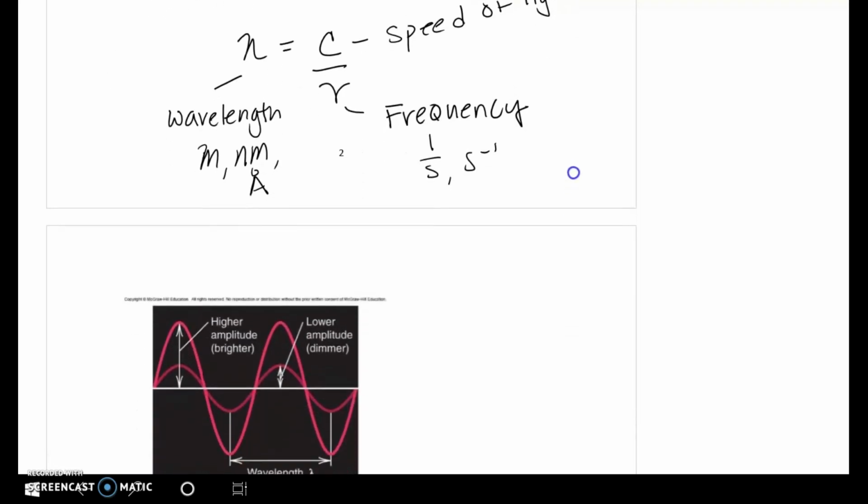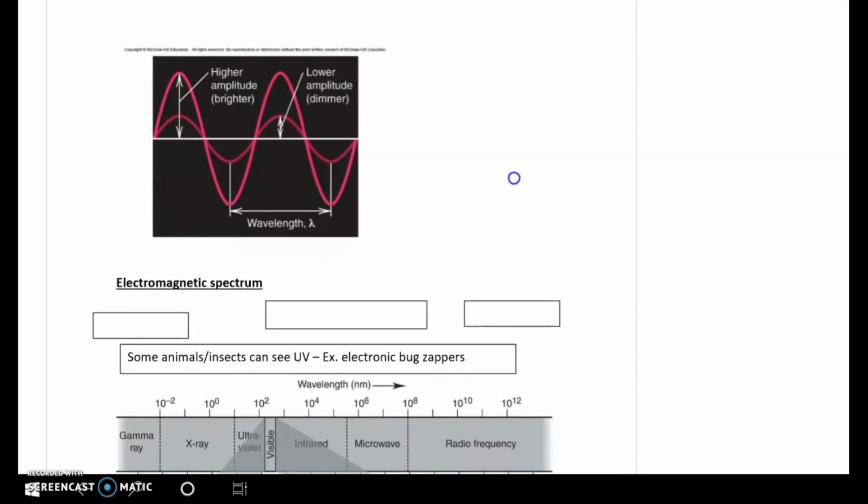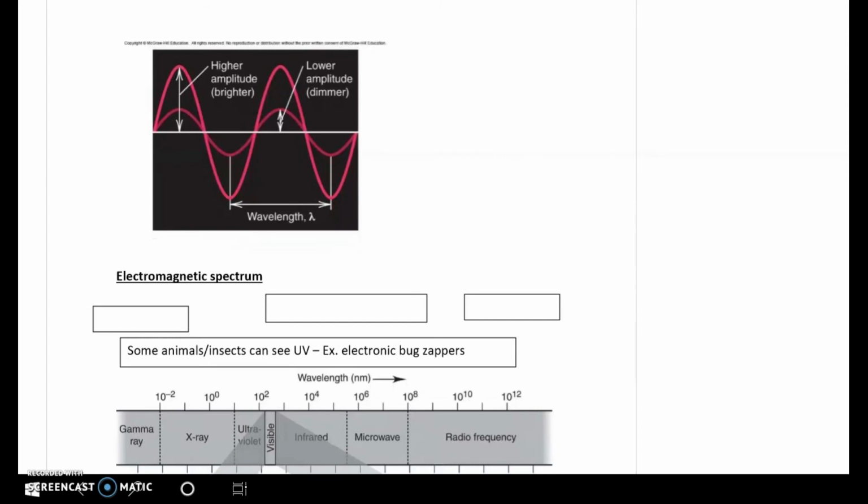Okay, so let's talk about amplitude a little bit. So we haven't really talked about the height of our waves. Now, if we have a higher amplitude, that means that if I'm looking at this curve going up here, that's higher than this wave down here. So the distance between the axis and the height of the crest, that's going to give you your amplitude. So if you have a higher amplitude, that means you have brighter light. And if you have a lower amplitude, you have a dim light.